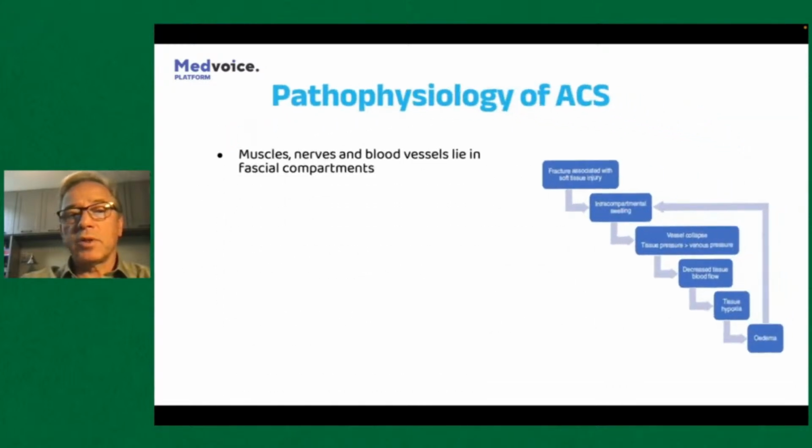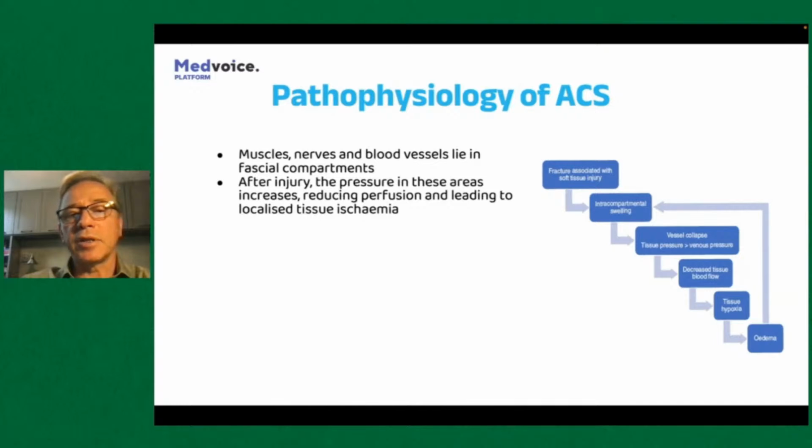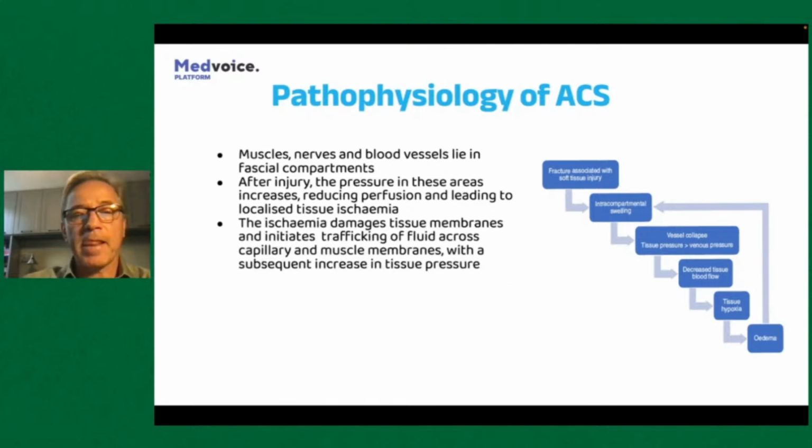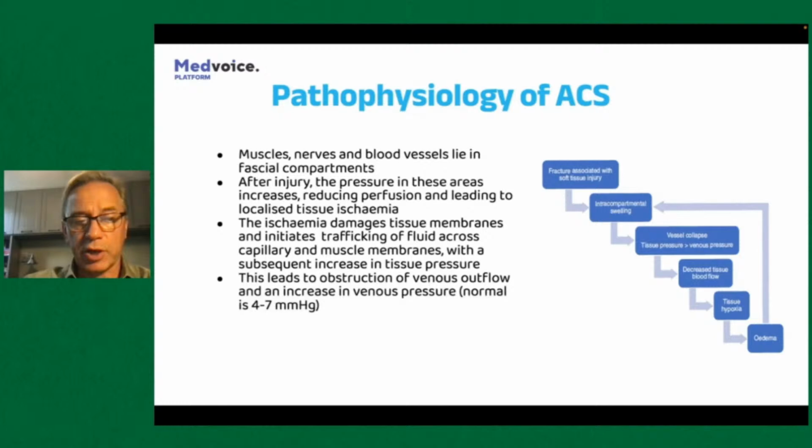What's the pathophysiology? Muscles, nerves, and blood vessels lie in those compartments, and after injury, the pressure in these areas increases, reducing perfusion and leading to localized tissue ischemia. And the ischemic damage of tissues and membranes initiates trafficking of fluid across the muscle and capillary membranes with a subsequent increase in tissue pressure.